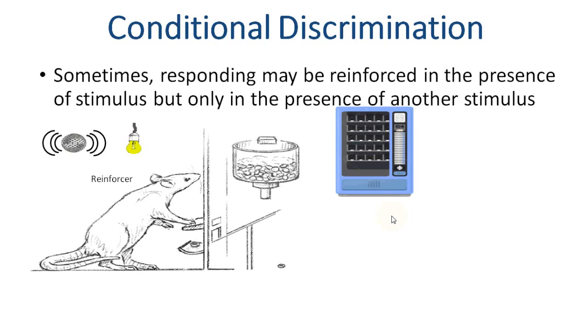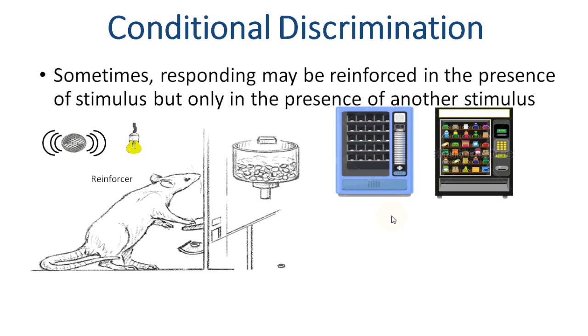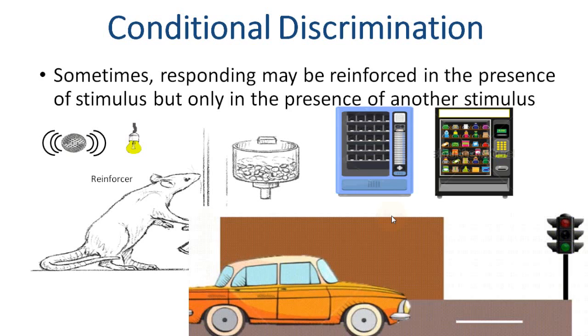So usually when you approach a vending machine, you'll press some buttons and you'll get an item back. However, in order for you to put in money and press the code, you would only do so if there are actually some items inside the vending machine. So we are applying a condition to that discriminative stimulus.